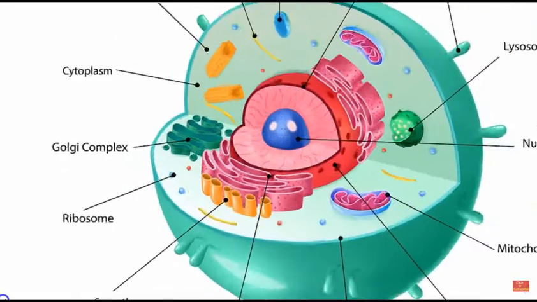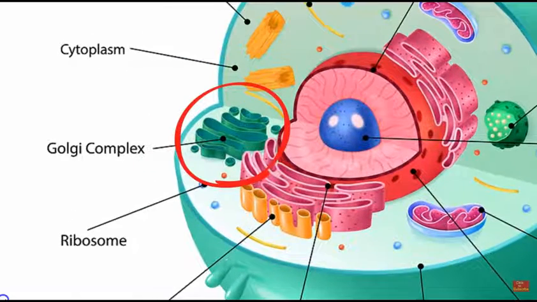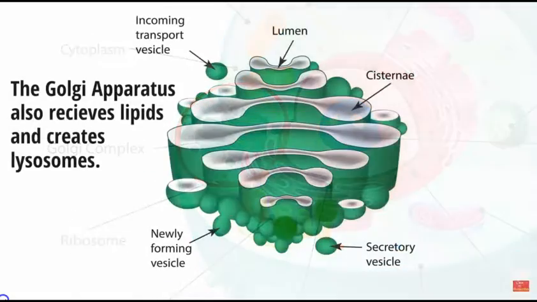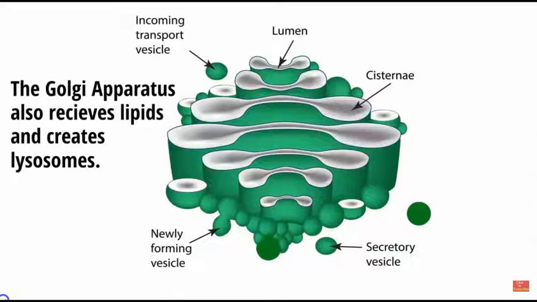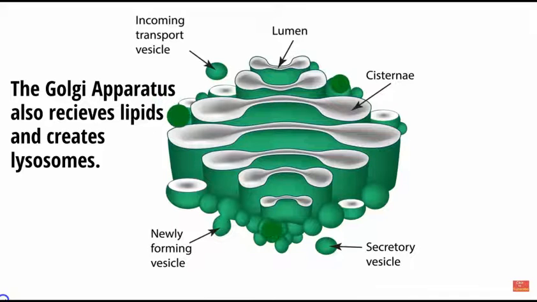Speaking of the Golgi apparatus, it modifies and sends out proteins and lipids into the cell. It receives these proteins, modifies them, tags them, and then sends them either into the cytoplasm or maybe to the cell membrane where they are released out of the cell.